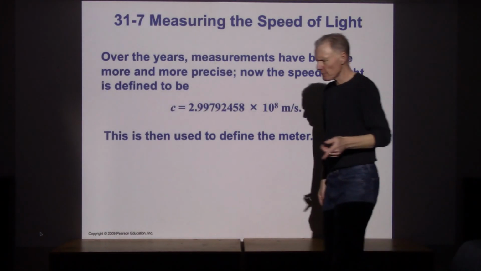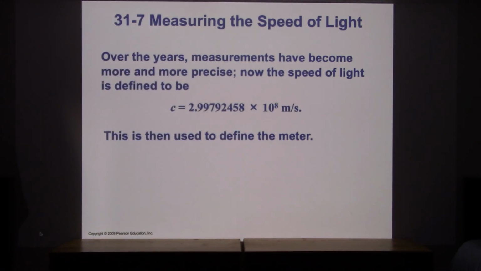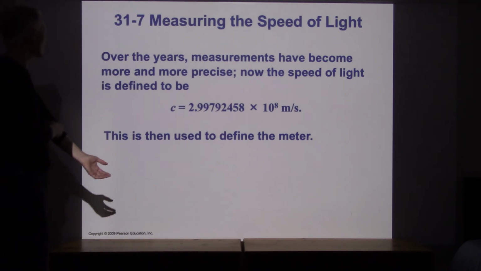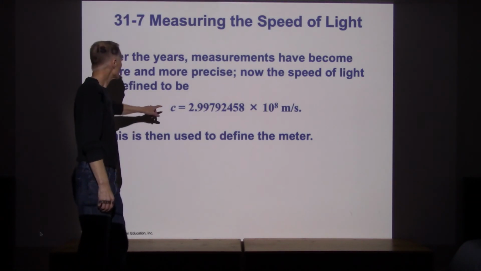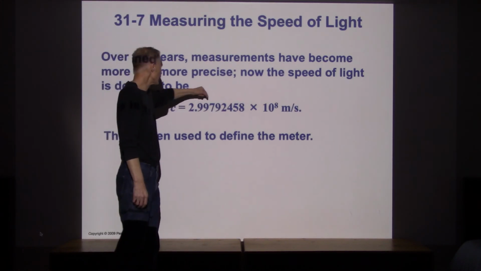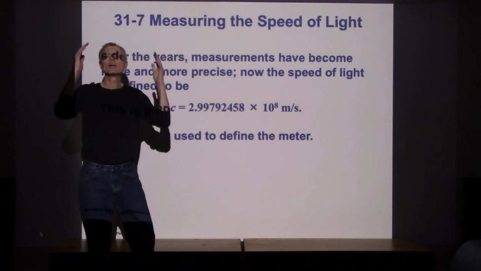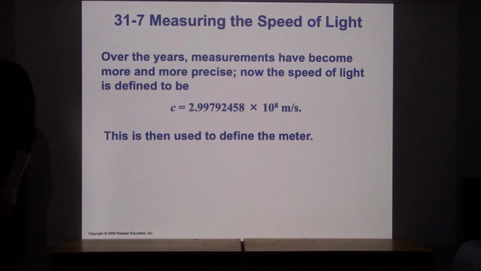So our measurements of the speed of light now have gotten so reliable, they are so precise, that we actually use the speed of light to define the meter. Now, that's a little crazy when you think about it. So, officially, the speed of light is 299,792,458 meters per second exactly.